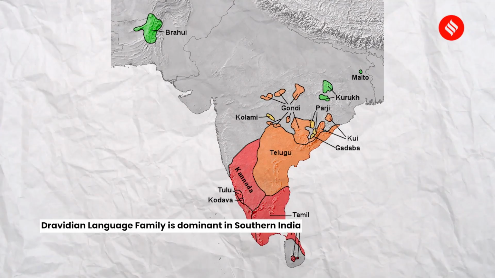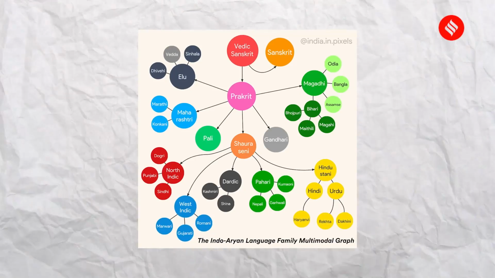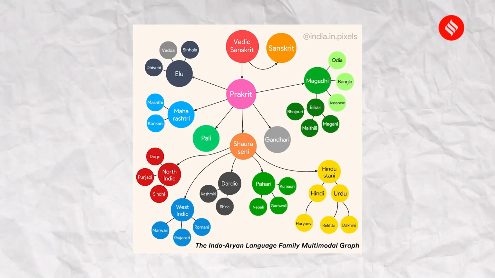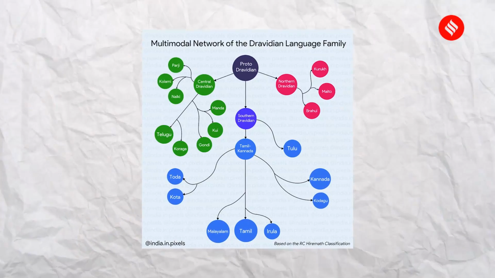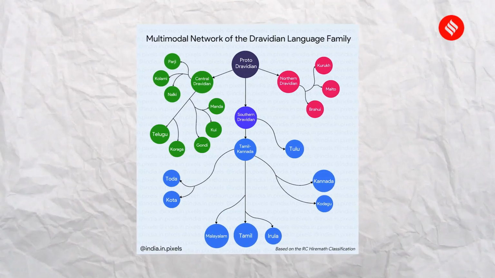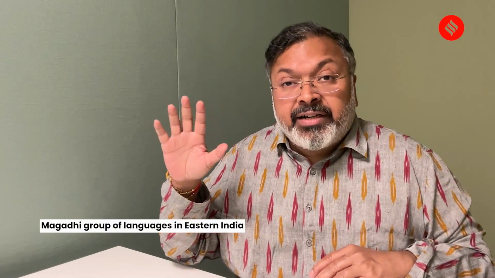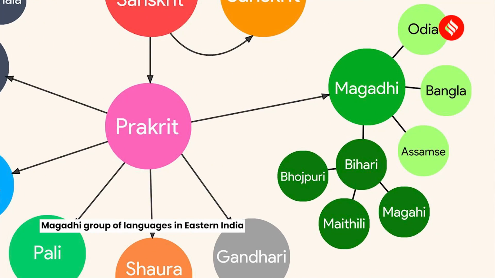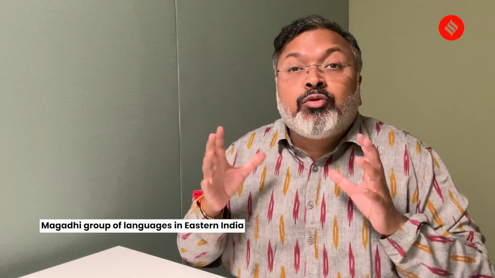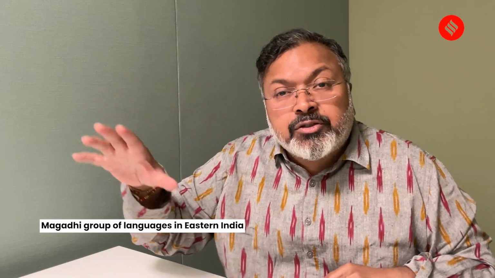So the northern languages like Hindi, Punjabi, Gujarati, Rajasthani come in the Indo-Aryan group. Tamil, Telugu, Kannada come in the Dravidian language group. In between are languages like Odia and Marathi, which are a mix of the two. In the eastern part of India, you have a Magadhi group of languages, which is not yet considered a new language group, but people are arguing that there is a new language group called the Magadhi languages, which are found in Bihar, in Odisha, in Assam, because you have certain grammatical features, but this is not official yet.